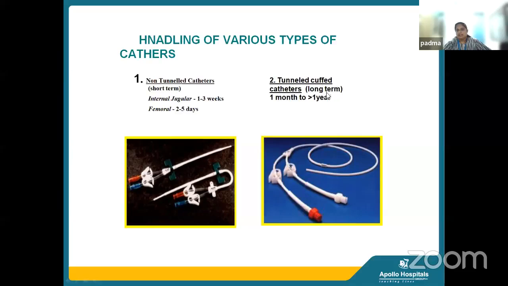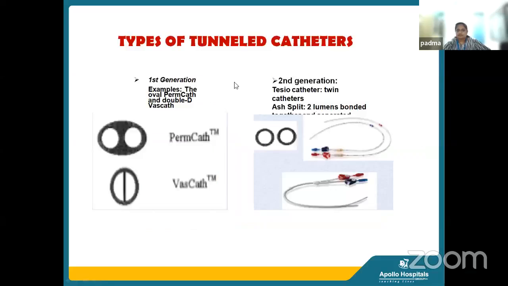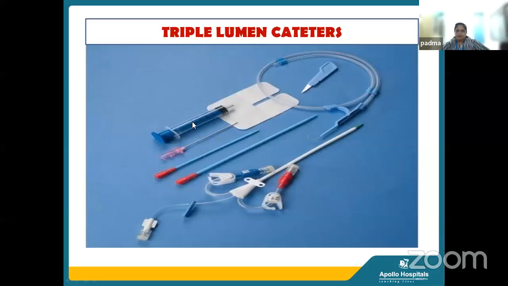And tunnel cuffed catheters, we call them perm caths. These are the long-term catheters. They last for 1 month to 1 year. So these are the first generation and second generation tunnel catheters. They look like this, with two different lumens, and some have a separation like this. And this is a triple lumen catheter.